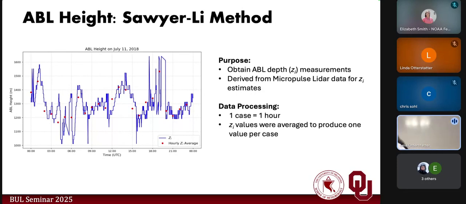So this is one of my cases, and this is for an entire day. So the blue is ZI, so how the boundary layer depth is changing throughout the day. And since one case is equal to 1 hour, I found the average height for each hour. And that is the red dot that you see there.